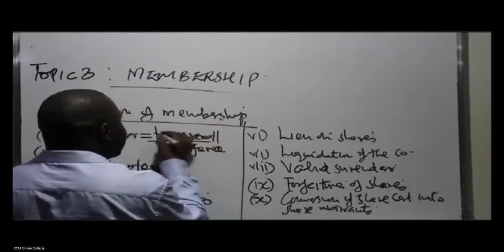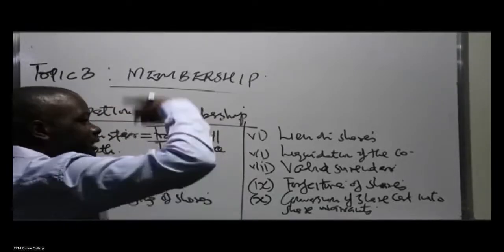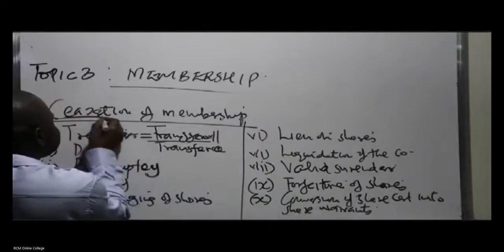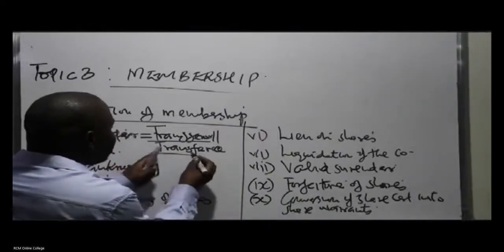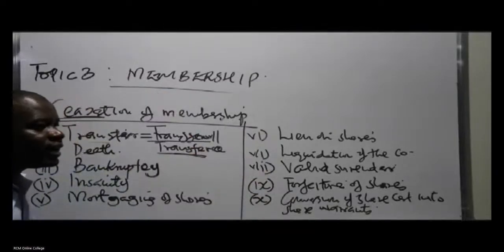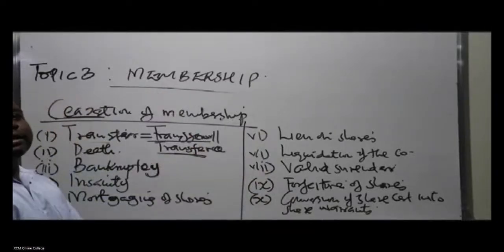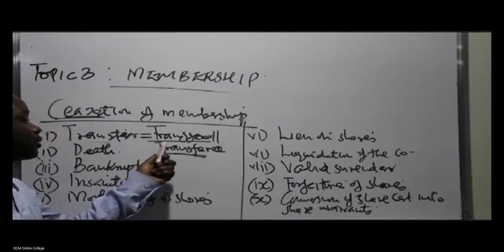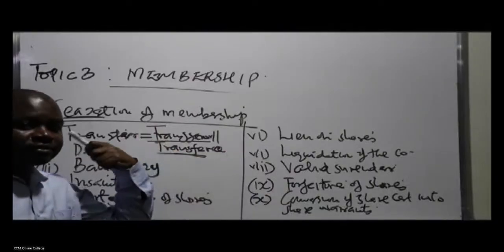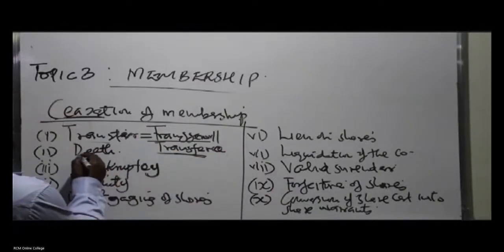The transferor is the one losing the shares because he's the one agreeing to transfer to the other party, and therefore, as a result of that, he ceases. The transferee is receiving because he's taking over the shares, and therefore he's becoming a member. So death, I've already explained.